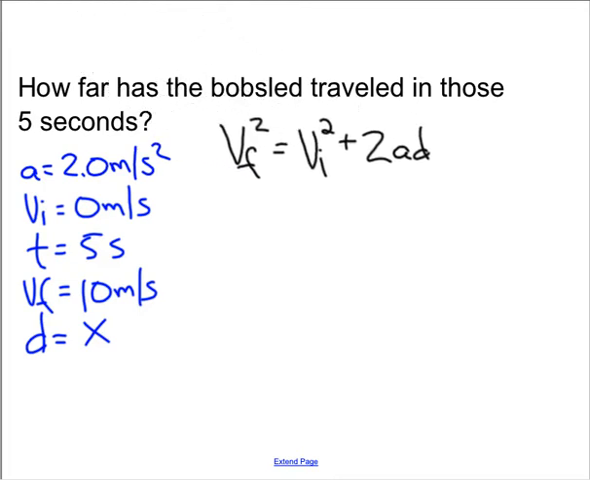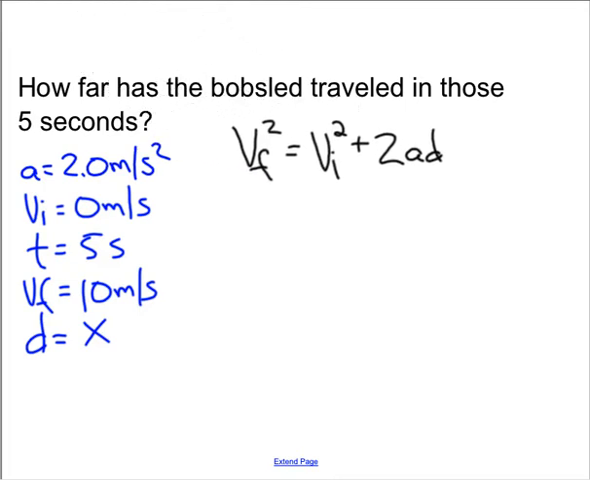Here's the other formula. VF squared equals vi squared plus 2ad. For me, it almost looks like a smaller, simpler formula. So maybe for me, that's the one that I would try first. It doesn't matter. If we're doing things correctly, we should get the same answer. If we don't, we should tell ourselves, I think I did something wrong somewhere, and we have to go back.